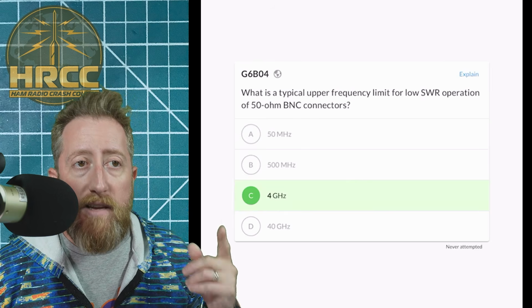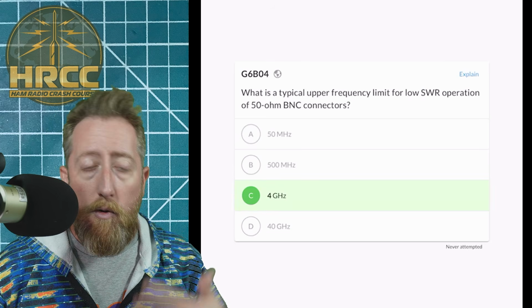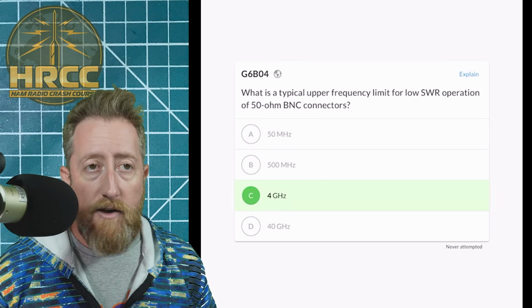It just so happens that BNC tops out at about 4 gigahertz, and then you have to go to something like an SMA or a Type N. There's a myriad of connectors that go higher than that.